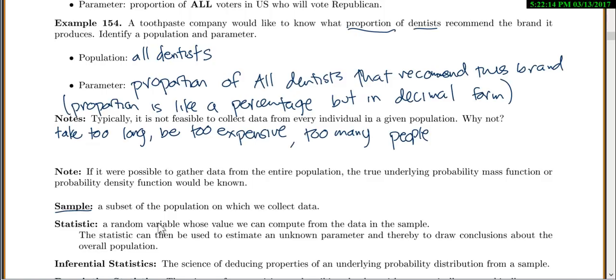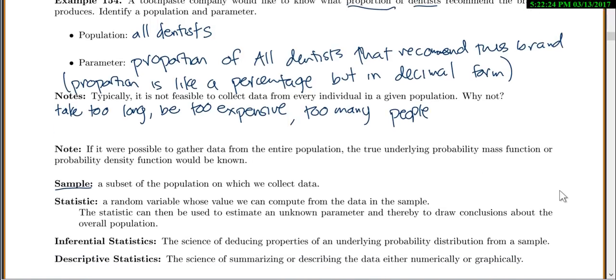So a statistic specifically is a random variable. We compute it based on data in the sample, and we can then use it to make inferences about the general population. And just as kind of a side note, there are two different branches of statistics, so we kind of do both in here. Inferential statistics is when you try and figure out properties of the population based on the sample. And descriptive statistics is when you just try and summarize or describe the data numerically or graphically.